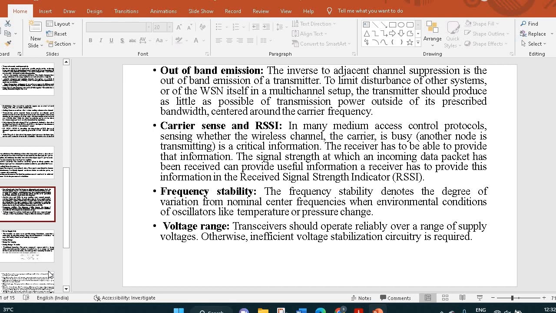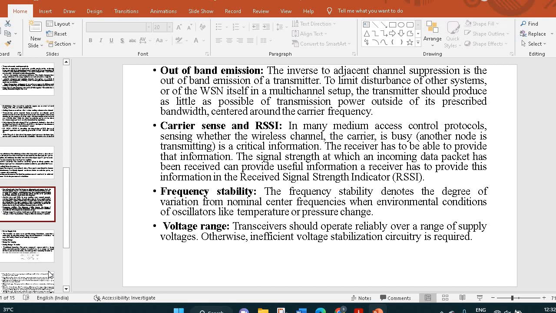Carrier sense and RSSI. In many medium access control protocols, sensing whether the wireless channel or the carrier is busy is critical information. The receiver has to be able to provide the information. The signal strength at which an incoming data packet has been received can provide useful information. A receiver has to provide this information in the received signal strength indicator, RSSI.